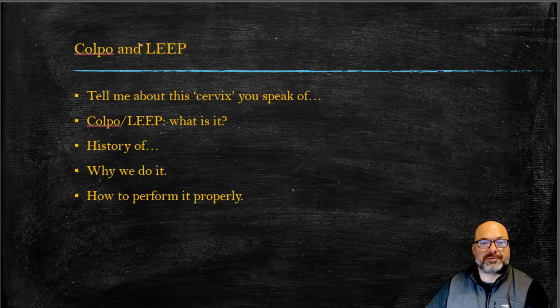So colposcopy and LEAP together. Again, we're talking about colposcopy today. What are we really doing here? We're going to talk about what colposcopy is, and then in the next video, we're going to talk about LEAP. A little bit about the history of those things, why we do it, so indications, contraindications, risks, and then how to perform it properly, so the procedure itself.